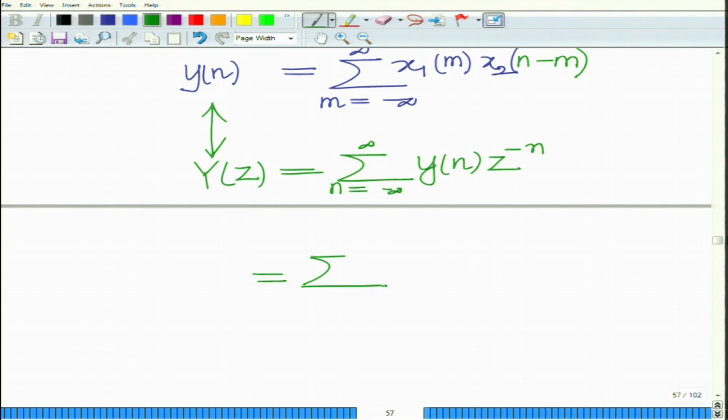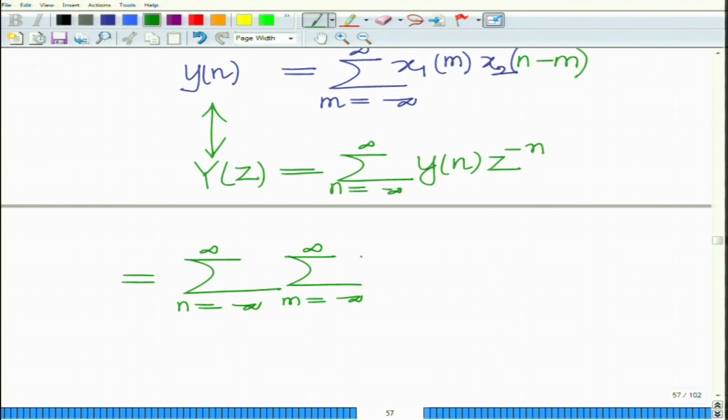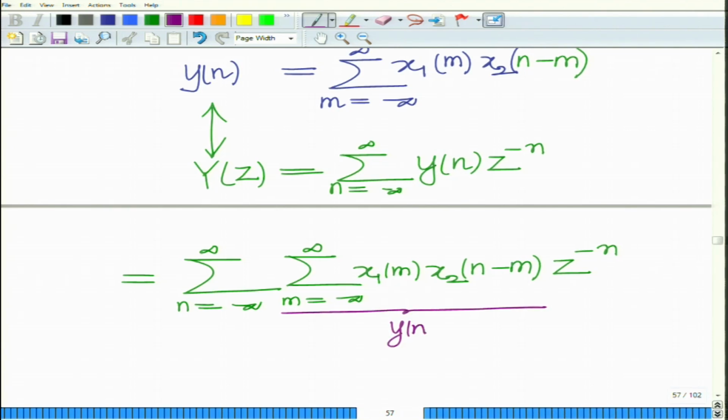So, let me just write it clearly. This is equal to summation n equals minus infinity to infinity, summation m equals minus infinity to infinity x1 m x2 n minus m z raised to minus n. If you remember, this part is y of n. So, summation n equals minus infinity to infinity y of n z raised to minus n.